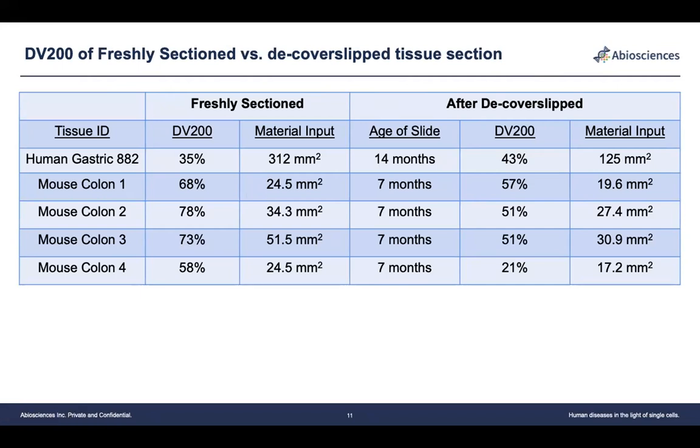Another question that we often hear from customers is how big the material needs to be for the RNA score. So here we provide all the information, including the size of the tissue. This is just the surface area. All of them are 5 micron sections, and some of them are larger, some of them are smaller.